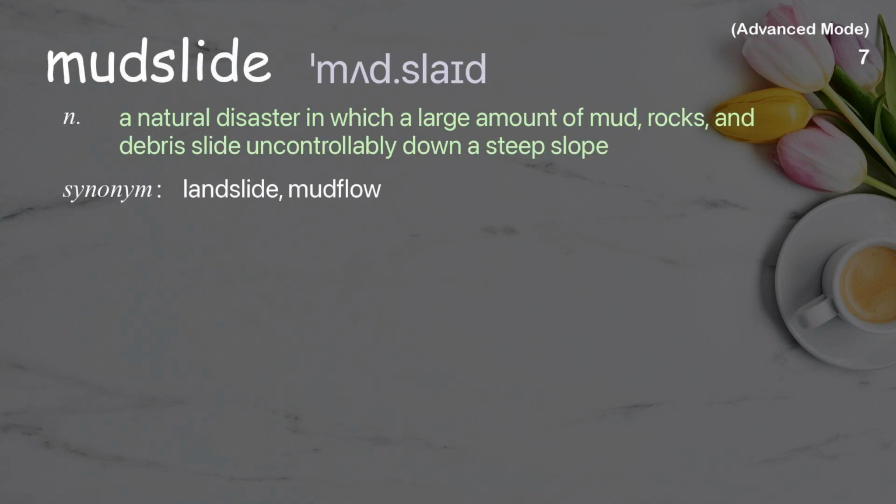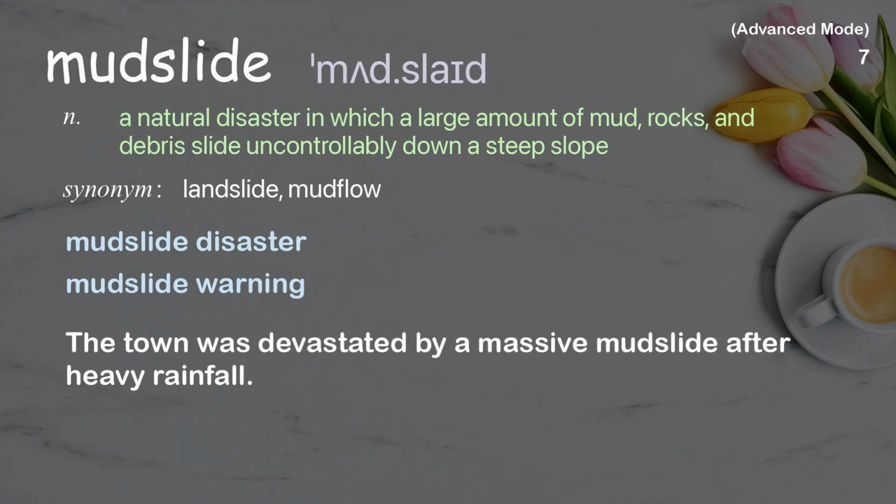Mudslide. A natural disaster in which a large amount of mud, rocks, and debris slide uncontrollably down a steep slope. Examples: mudslide disaster, mudslide warning. The town was devastated by a massive mudslide after heavy rainfall.